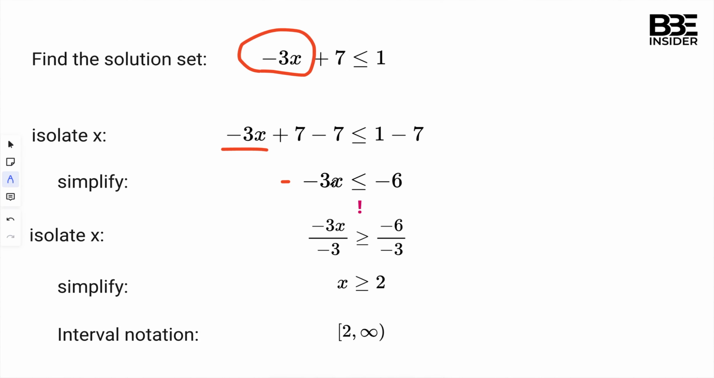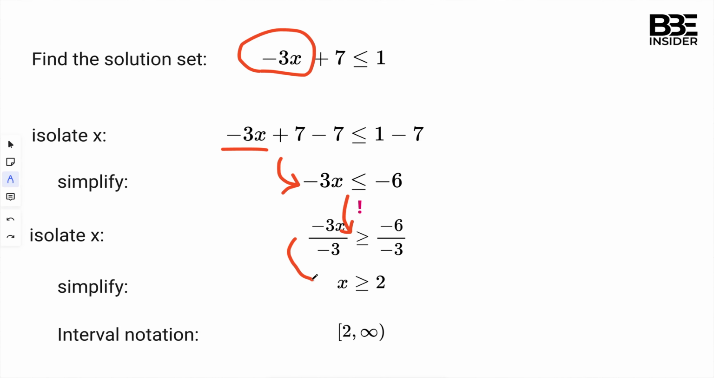If we multiply or divide by a negative number, we need to switch the direction of the inequality sign. If you want to dive deeper into why the inequality sign changes direction, I encourage you to take the BBE Insider course, which explains these little important things in more detail. But for now, it's sufficient that you know once you multiply or divide by a negative number, you need to change the direction of the inequality sign.